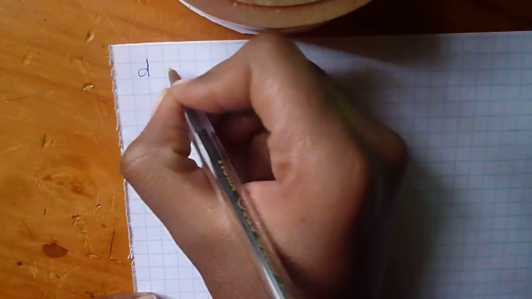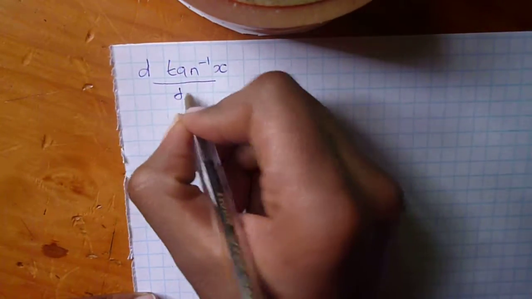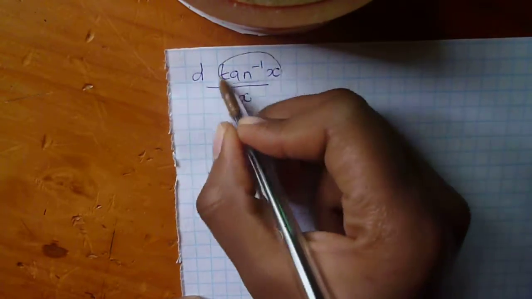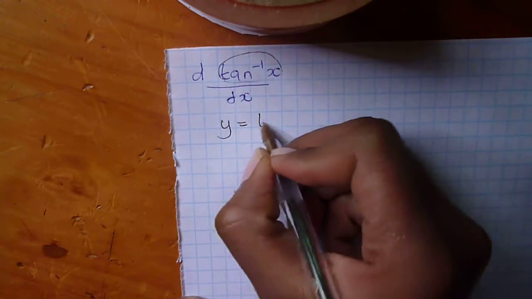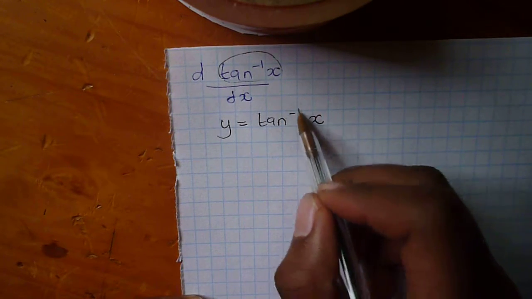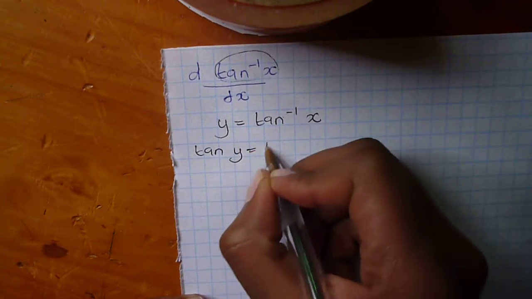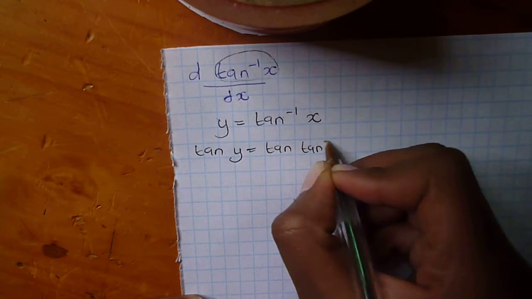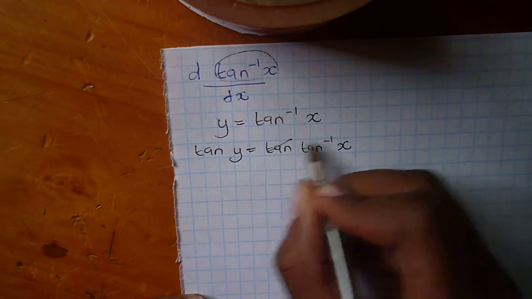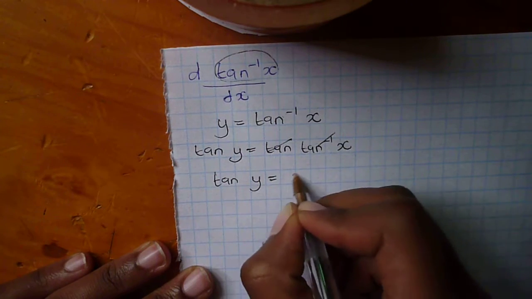Hi guys, I'm going to show you how to get the derivative of tan inverse x with respect to x. So we'll equate tan inverse of x to y, so that y is equal to tan inverse x. Then to eliminate the inverse, we're going to take tan of both sides to obtain tan y equals tan of tan inverse x. These two will cancel out, leaving you with tan y equals x.